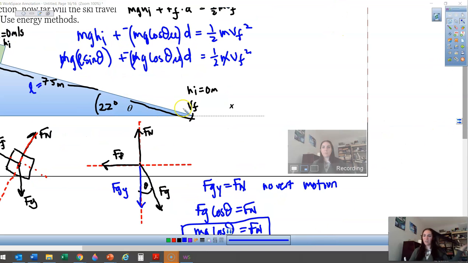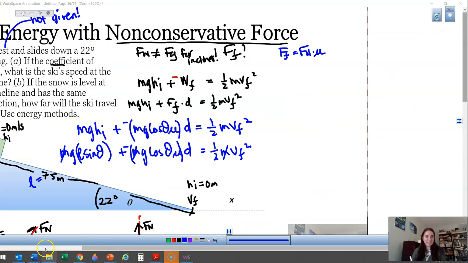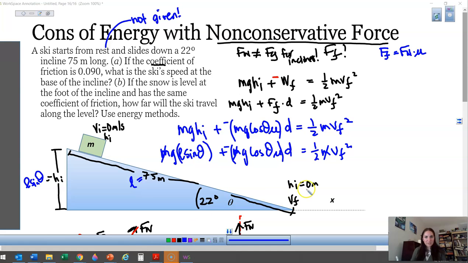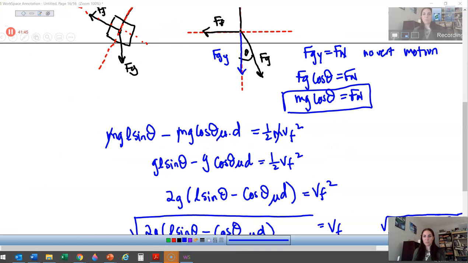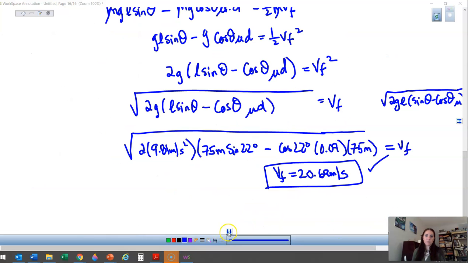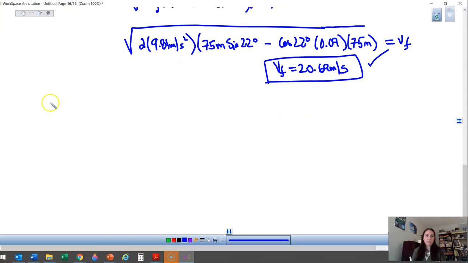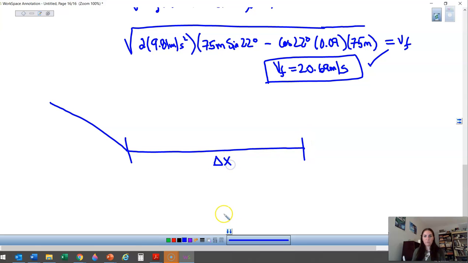It's just longer, right? It's just like, oh, what did you make me do? It was so long. So yeah, that's part A. Part B: if the snow is level at the incline and has the same coefficient of friction, how far will it travel? Use energy methods. Okay. So what you can do for the next part is basically they're talking about that part from here to here. I'll call this x, just to be different from L and h.